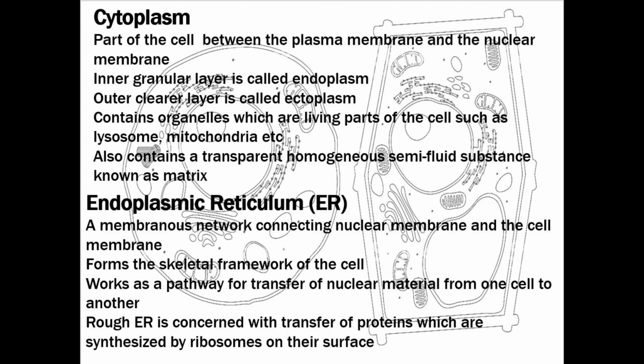Rough ER is concerned with transfer of protein which are synthesized by ribosomes on their surface. There are ER like this endoplasmic reticulum which are rough and somewhat lucid also. This rough ER is concerned with the transfer of proteins. So from one cell to another cell, after a very complex synthesis of proteins by ribosomes, when you have to transfer the protein to another cell, you need this network. You need this endoplasmic reticulum network.